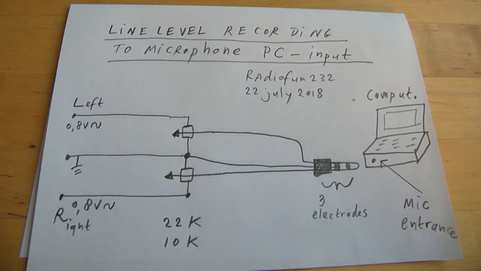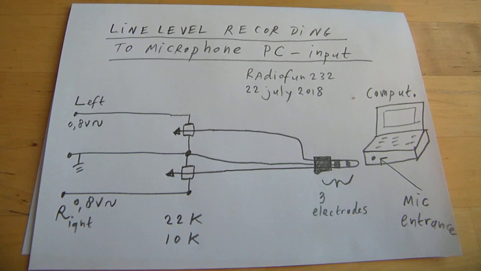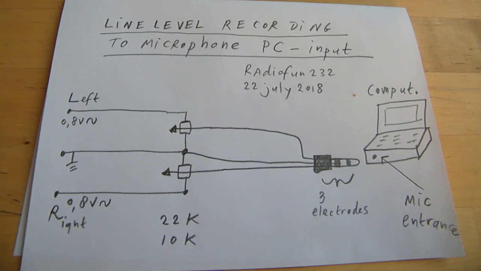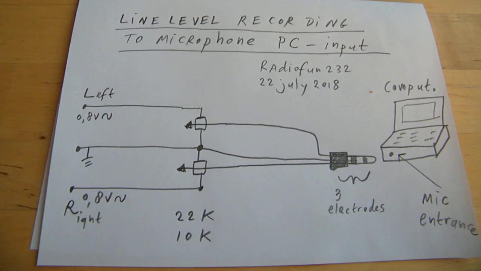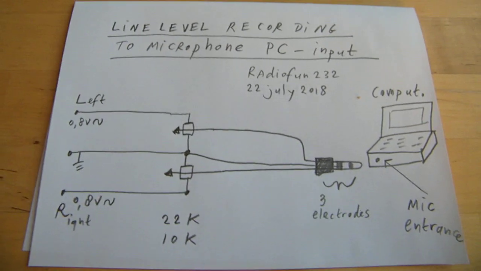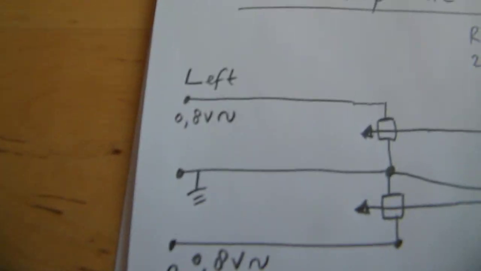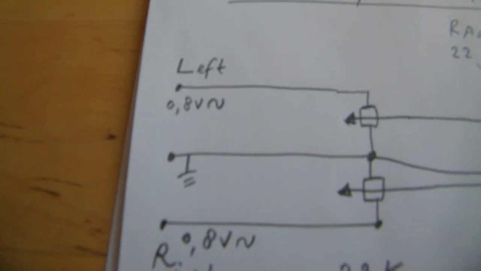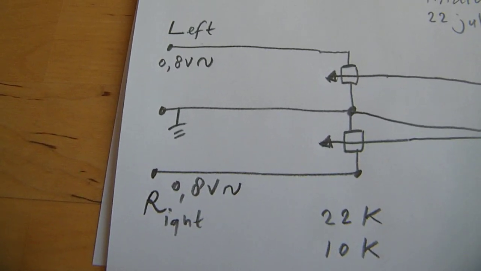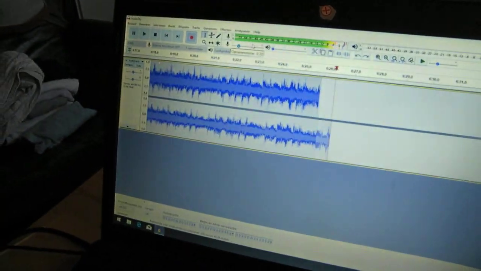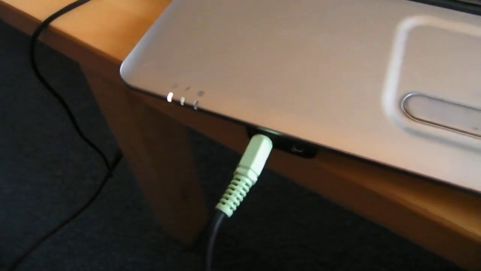Sometimes you want to record music from an external source, and that is often line level. And line level for consumer electronics means approximately 0.8 volts for the left channel and also for the right channel. But when you want to record with a computer, there's often a mic entrance for a microphone.